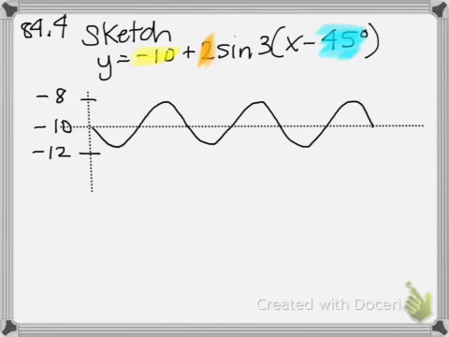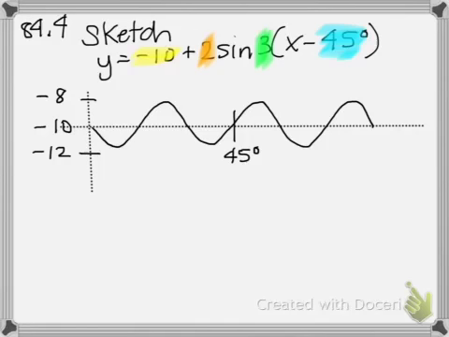Then we'll look at that 45 degrees. Since it's x minus 45, 45 is our phase angle. That's the one that goes right here. So 45 degrees goes here. It's a sine, so we know it's where it crosses.